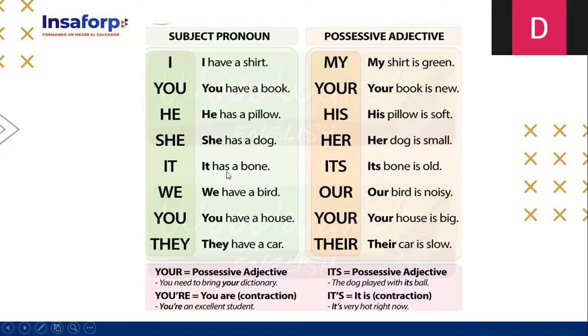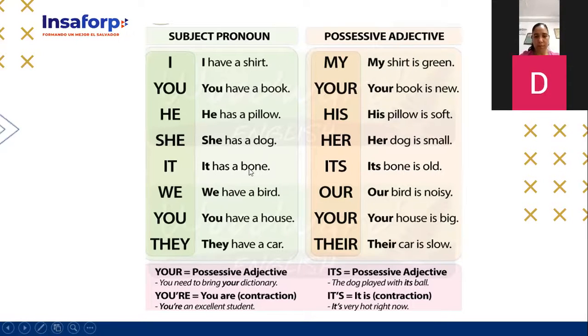It has a bone. Tiene un hueso. Its bone is old. Su hueso es viejo. We have a bird. Tenemos un pajarito. Our bird is noisy. Nuestro pajarito es ruidoso. You have a house. Ustedes tienen una casa. Your house is big. Su casa es grande. They have a car. Their car is slow.